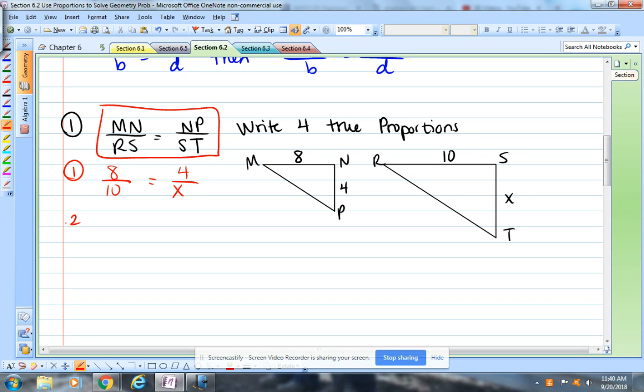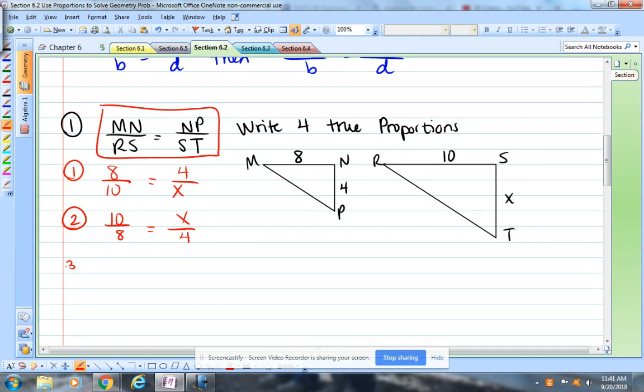So the second one, we can get another true proportion if we use the reciprocals. So the reciprocal of 8 over 10 is 10 over 8. The reciprocal of 4 over x is x over 4. So there's another true proportion.